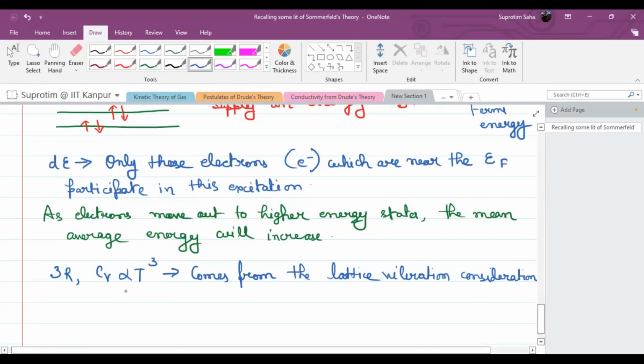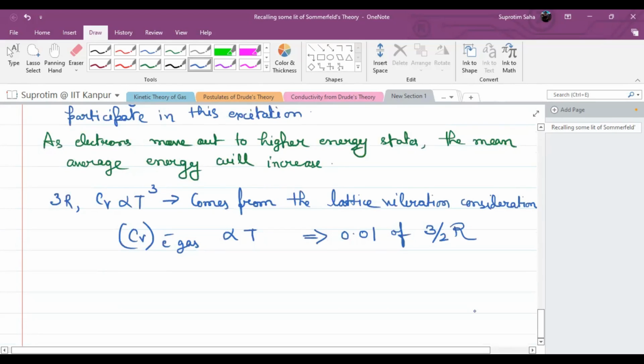So at low temperatures, in earlier lectures, I said that CV of the electron gas is proportional to T, and this is only 0.01 of 3/2R. So this is very small, but at lower temperatures, the phononic contribution or the lattice vibration will not contribute to the specific heat, rather the electrons will take over. Now with this picture in mind, we are about to calculate the electronic contribution to the specific heat.